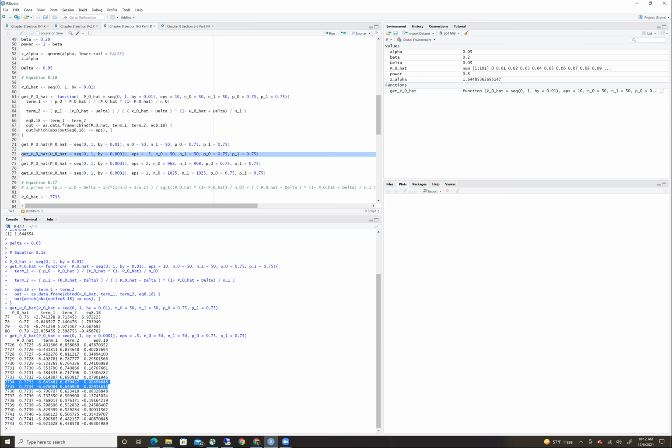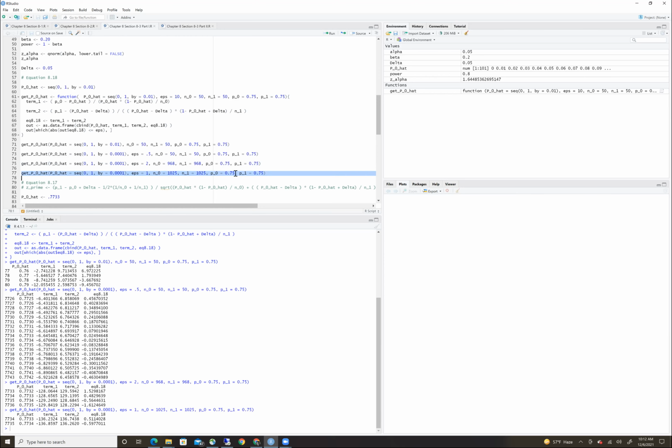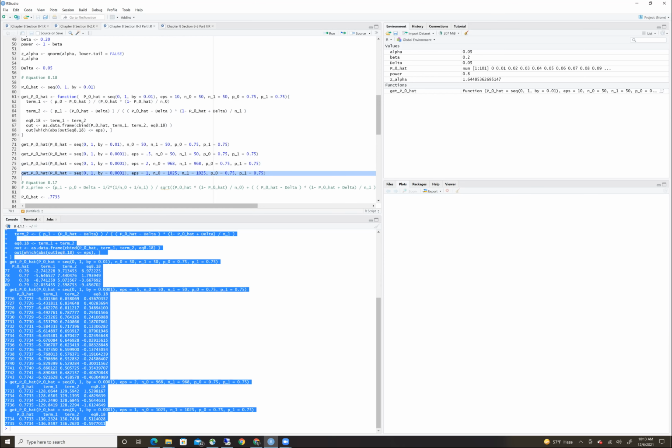All right, so essentially we're looking at the value of P0 hat that satisfies equation 8.18. Now, what's interesting is if we look at this, regardless of the sample size that we get, notice that we're getting the same value of P0 hat. So it's really not dependent on the sample size changing. What's important is these initial values of P0 and P1 to be able to calculate this, and the fact that the sample sizes are equivalent. Because in all these different cases of these sample sizes, I'm getting the same value of P0 hat.